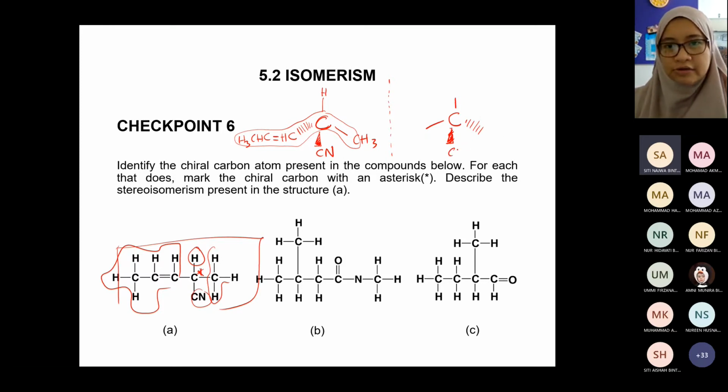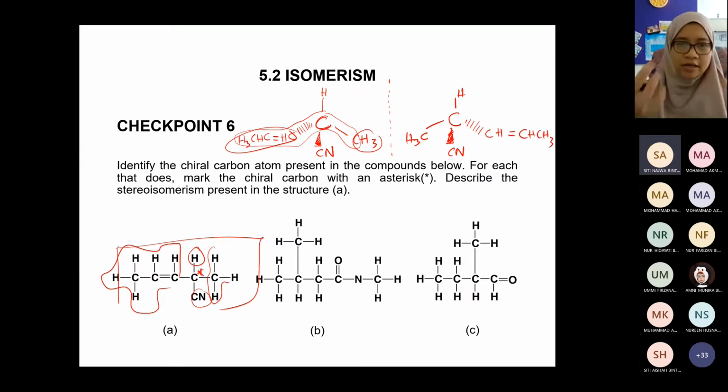dashes. Okay, all right. So down here we have CN, so we have H there. This is CH3 kan, so dia kena side by side. Okay, and then kat sini, here, CH double bond CH3. Siap.